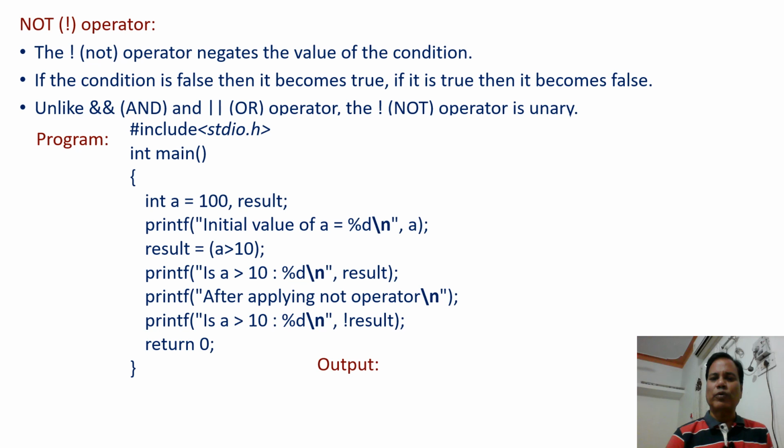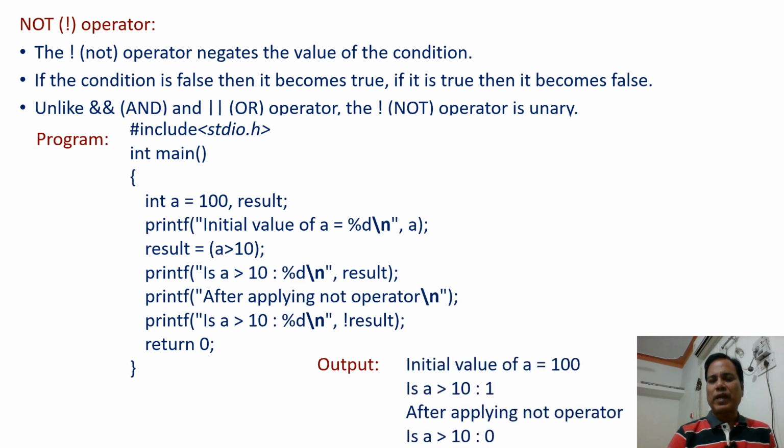So when this program is run, we get the output like this one. Initial value of a equals 100. Is a greater than 10? Naturally yes. That is 100 is greater than 10. 1 gets printed. After applying the NOT operator, is a greater than 10? It negates this value and the output becomes now 0.